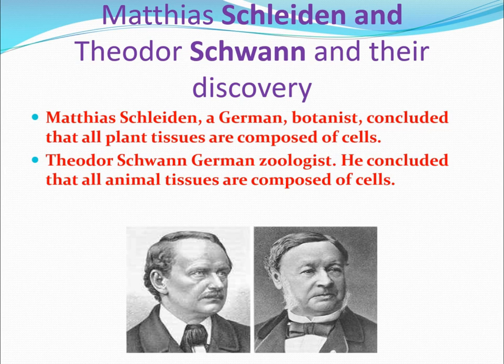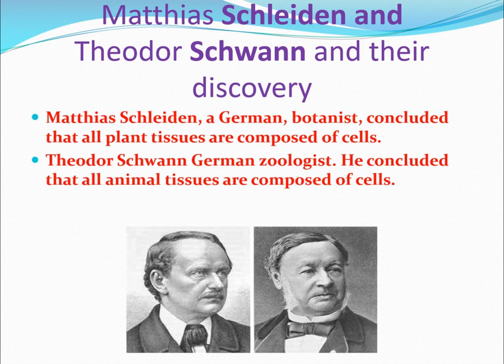Now you know that a number of cells build up tissues, tissues build up organs, and organs build up organ systems. So all plant tissues are composed of cells. All the plants in this whole biosphere are composed of cells, as per the conclusion made by Matthias Schleiden. Theodor Schwann, a German zoologist, concluded that all animal tissues are composed of cells.